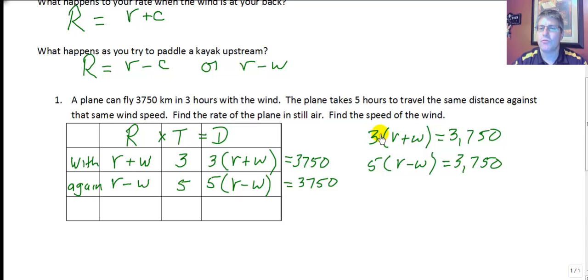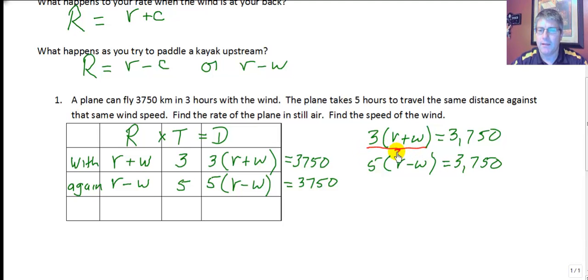And I encourage you to resist the temptation to distribute. Many high school students want to distribute that 3 right away or that 5 right away. That's okay. It will work. But it's much easier in these problems.